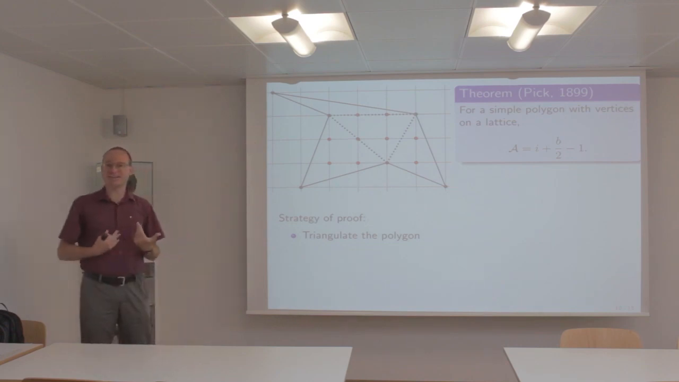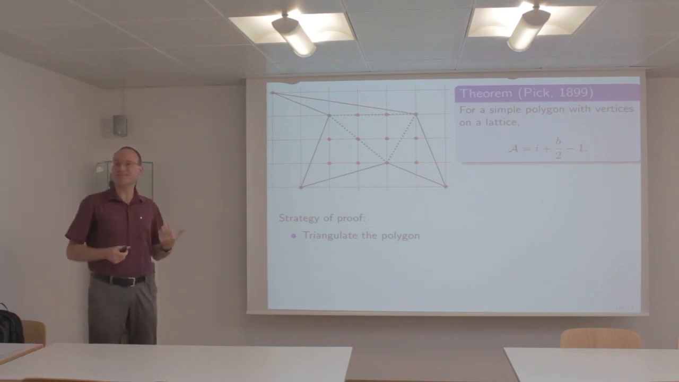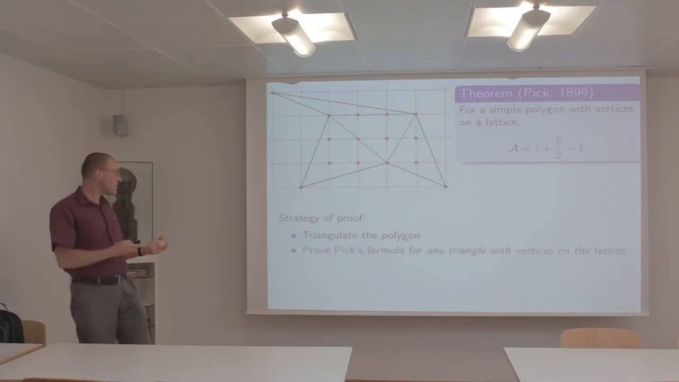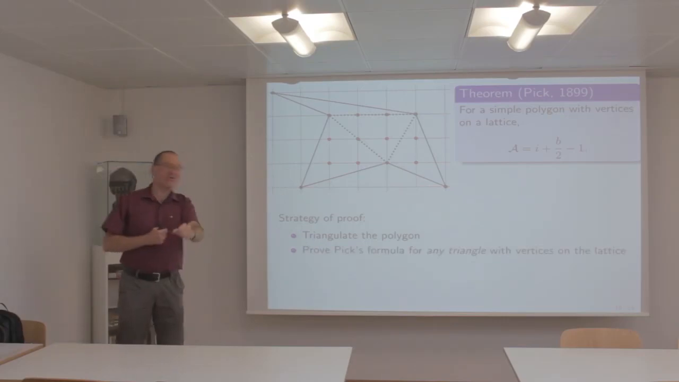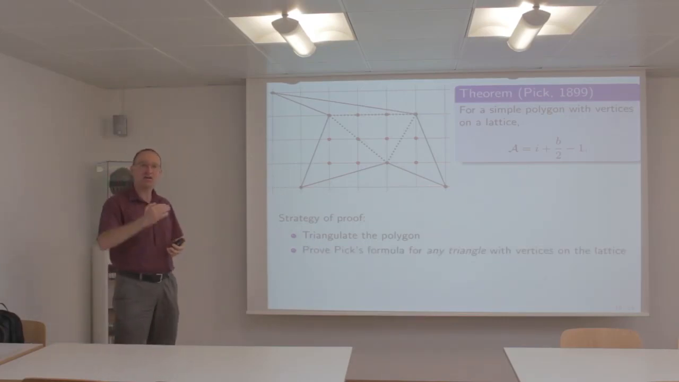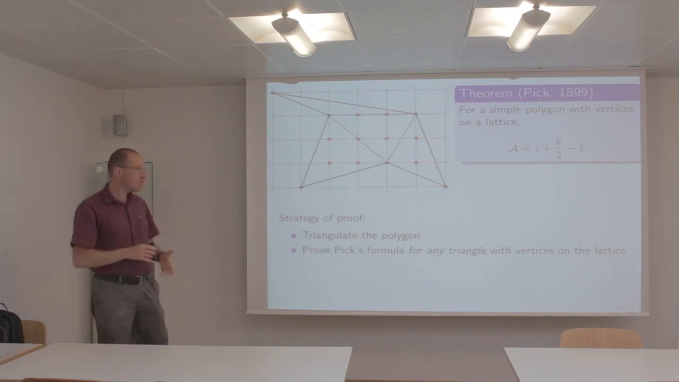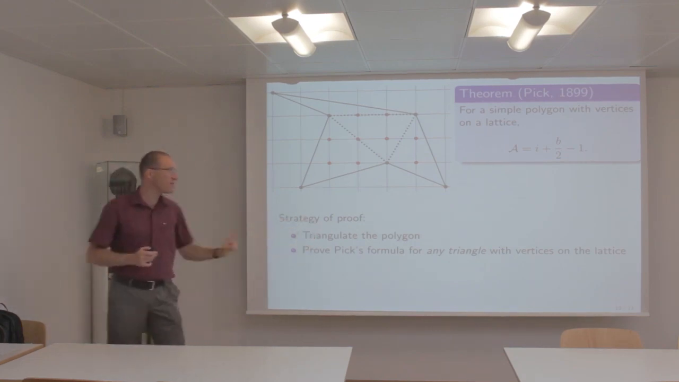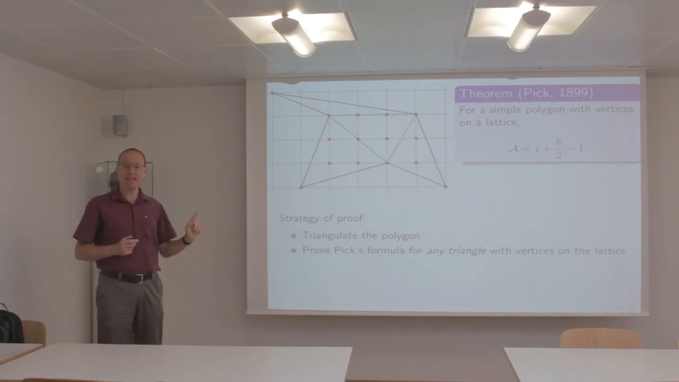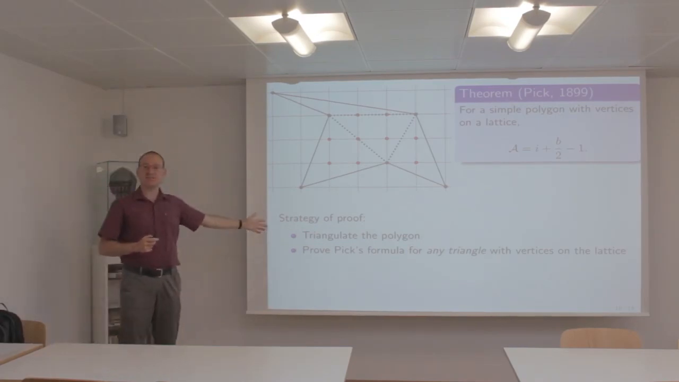What would you do then? Well, you can calculate the area of the individual triangle. Prove Pick's formula for any triangle. Absolutely. So far we have it for right triangles. We have to do some further work to get it on any triangle, but excellent, we prove it for any triangle with vertices on the lattice.